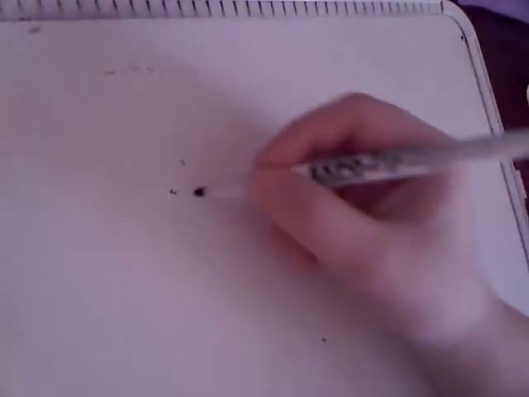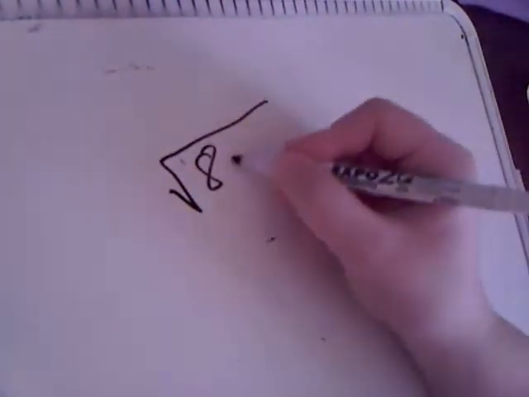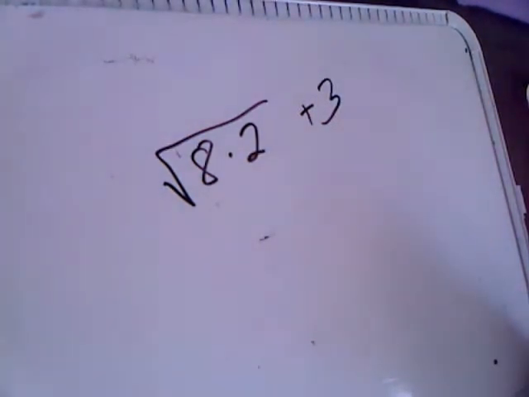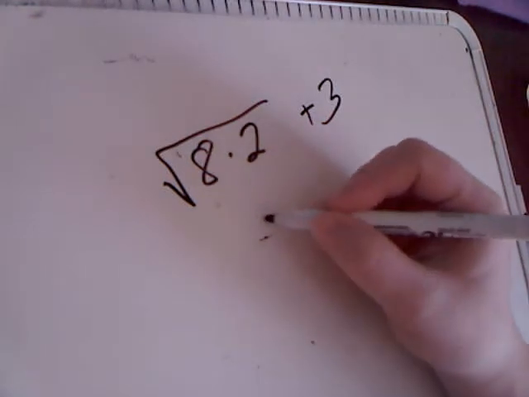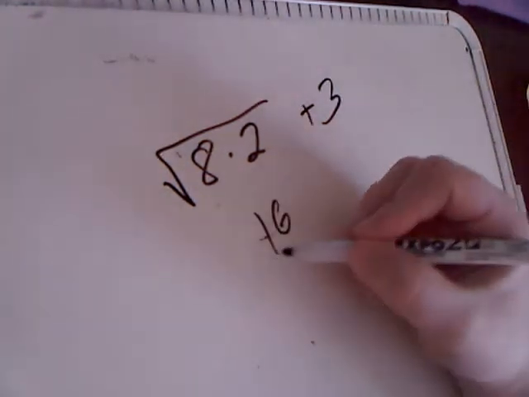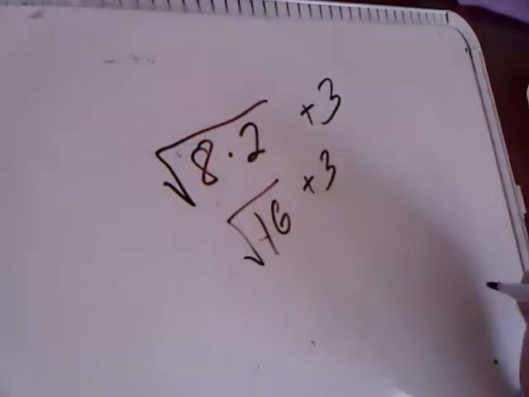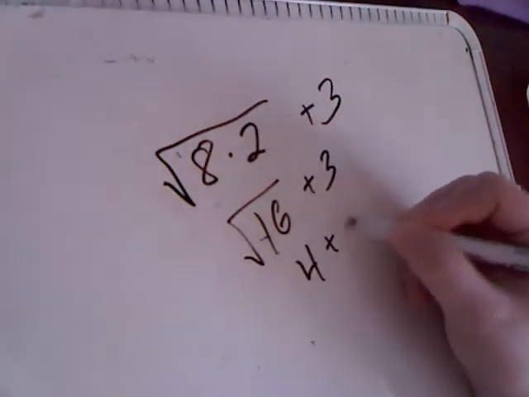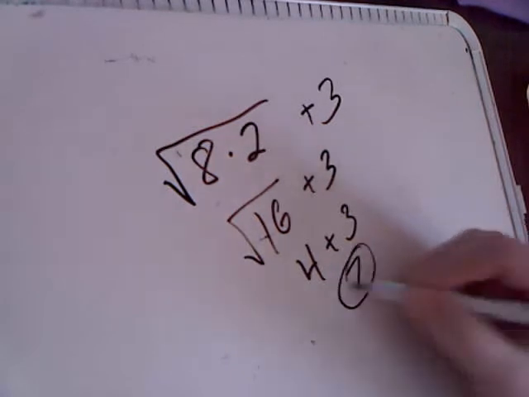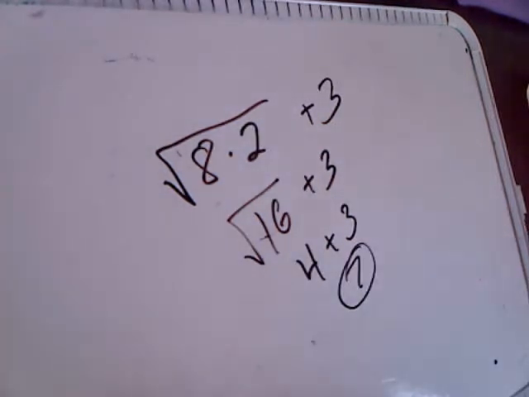Let's take a look at the square root of 8 times 2 plus 3. And you'll see that there are some things inside the square root symbol, which means that we need to solve that first. So, 8 times 2 is 16. I have to remember to put that symbol on top. The square root of 16 is 4. 4 plus 3 is 7. So 7 is my final answer.